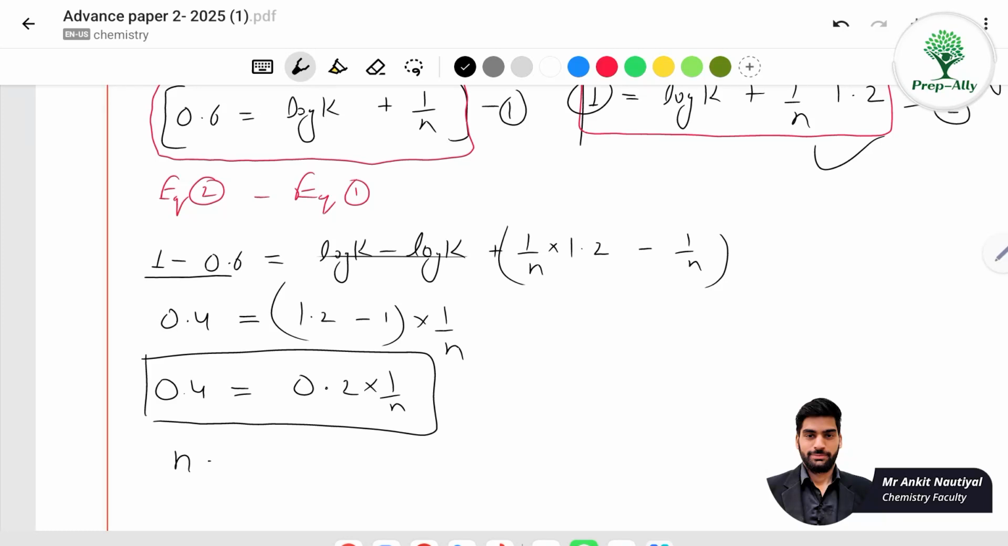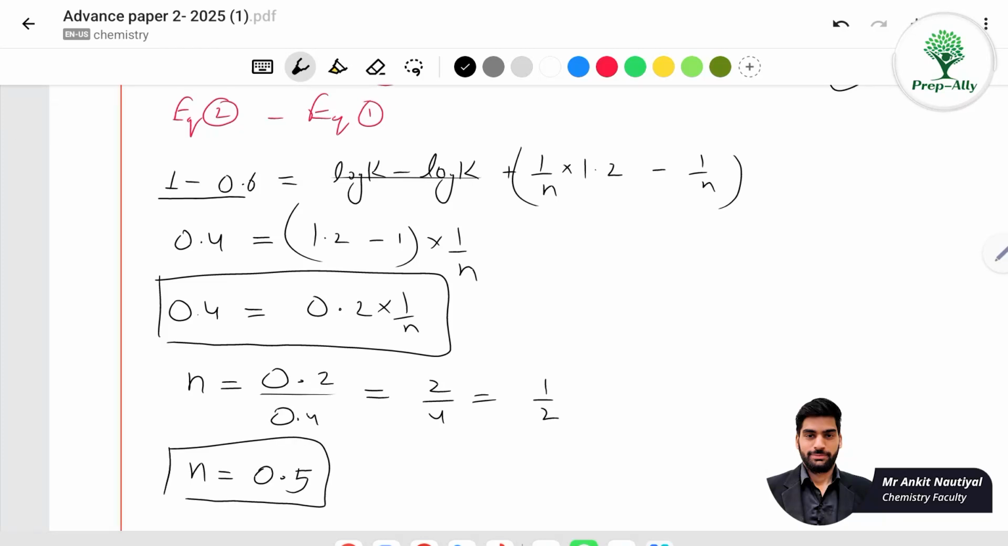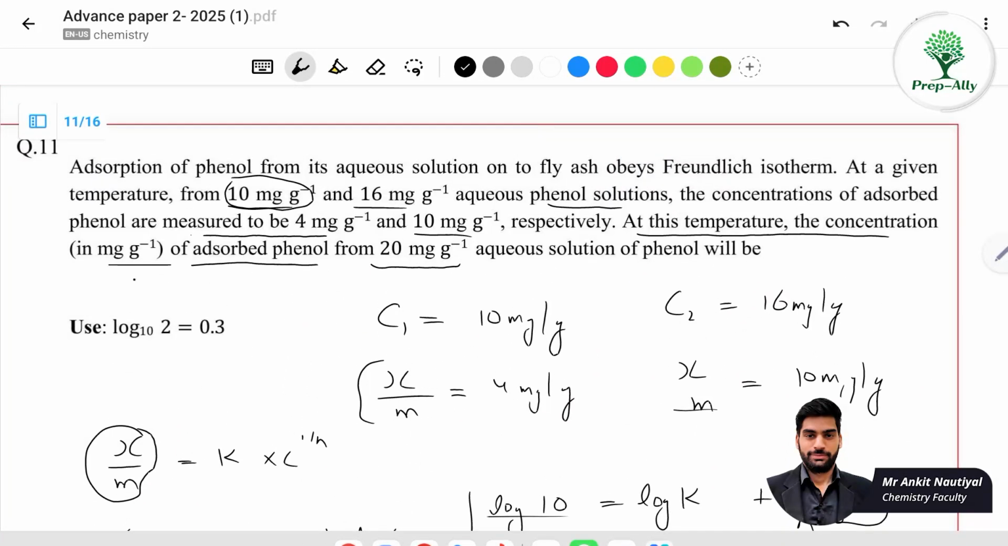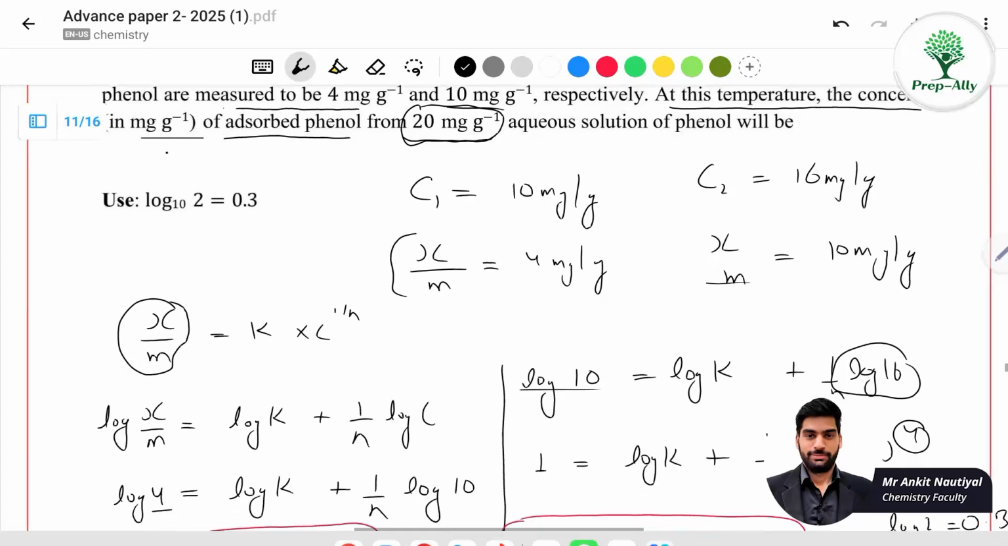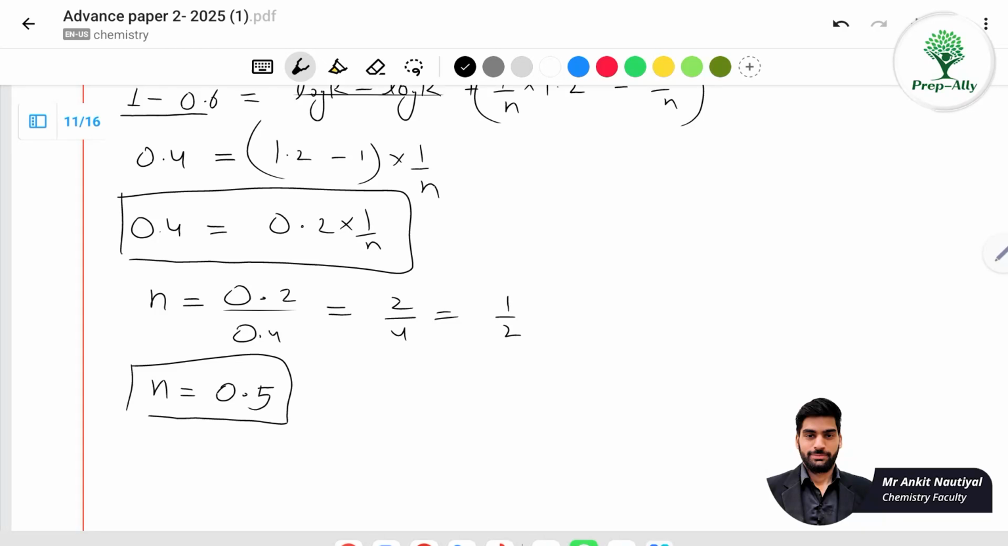After solving this, n will become 0.2 divided by 0.4, that is 2 by 4 and 1 by 2. So finally we can say n is 0.5. So we got the value of n. So the first variable is n equal to 0.5. After solving, we have to go for another part of this equation, because we have to find the value of phenol absorbed at 20 milligram per gram. So we have to find the value at this particular point. So the n value we are getting finally is 0.5.